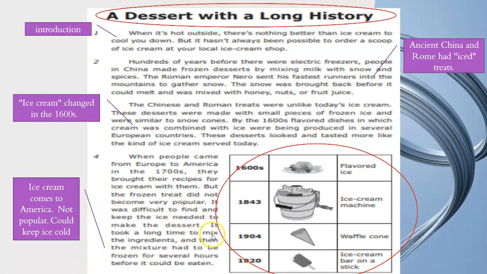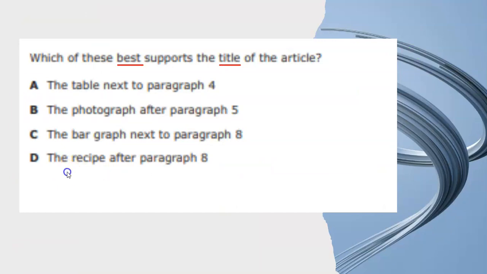So I'm going to go ahead and guess that A is the correct answer, right? Because these other text features aren't related to the history. They do show us glimpses of the history, but they're not related to the history being long and ice cream being around for hundreds and hundreds of years. All right, let's move on.